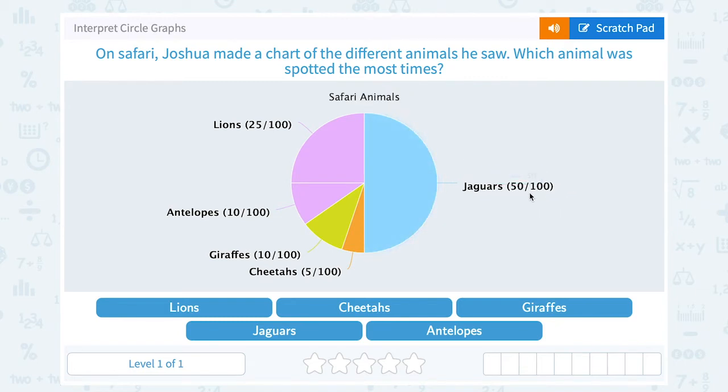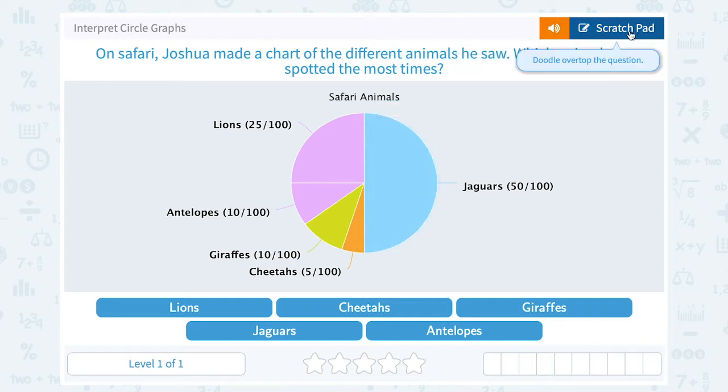And notice 50 out of 100, or 50%, would be half of the pie. 25 out of 100 animals, or 25%, would be a quarter of the pie. 10%, right, 10 out of 100 would be a tenth. So the circle graph is always showing parts out of the whole, which is really helpful when we have percents. It's a nice visual way to see the percentage of the whole thing taken up by each category.